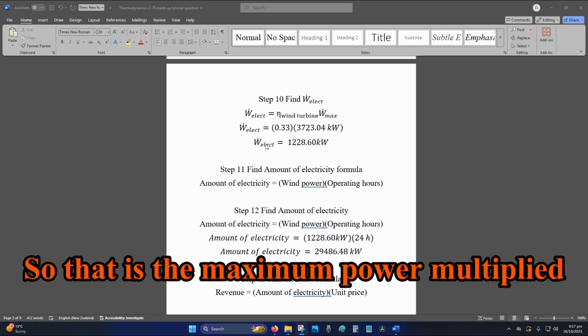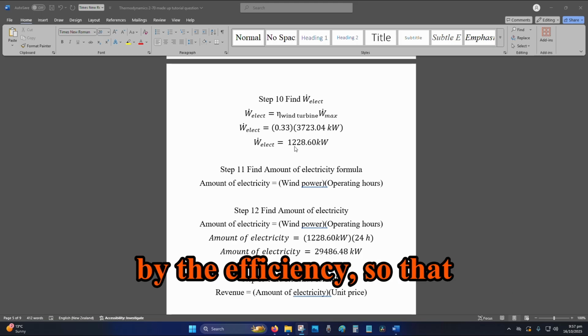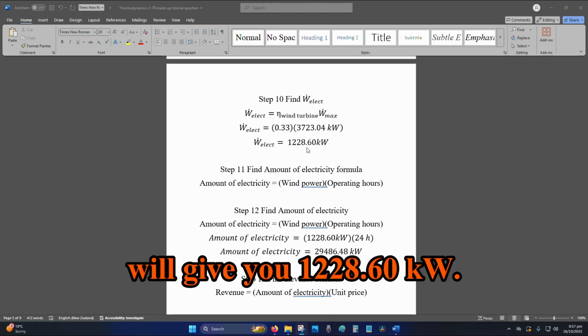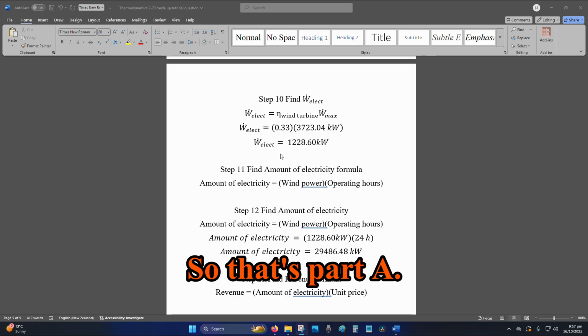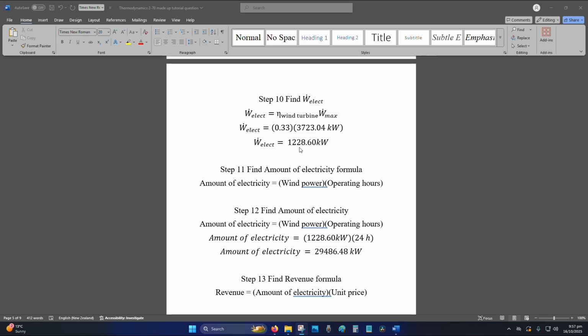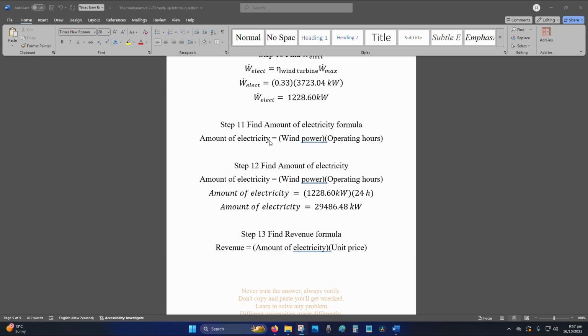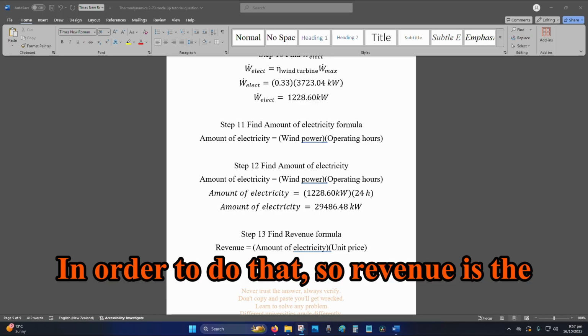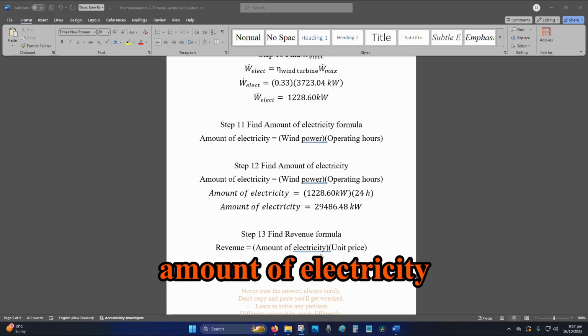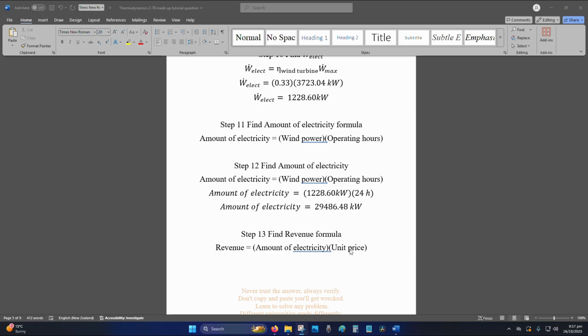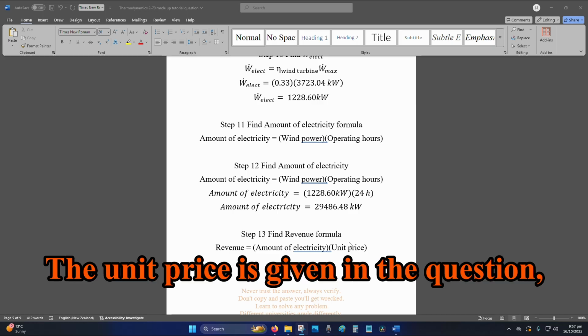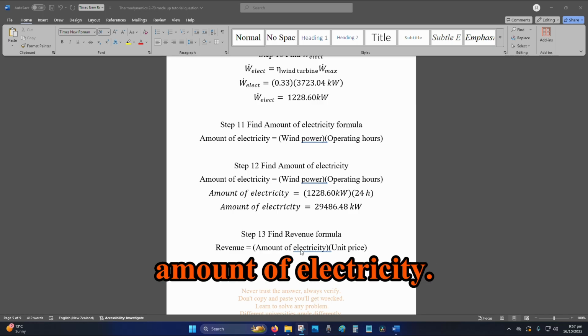So that is the maximum power multiplied by the efficiency, so that'll give you 1,228.60 kilowatts. So that's part A. Now for part B, we take this power and we want to find the revenue. In order to do that, so revenue is the amount of electricity multiplied by the unit price. The unit price is given in the question, so we want to find the amount of electricity.